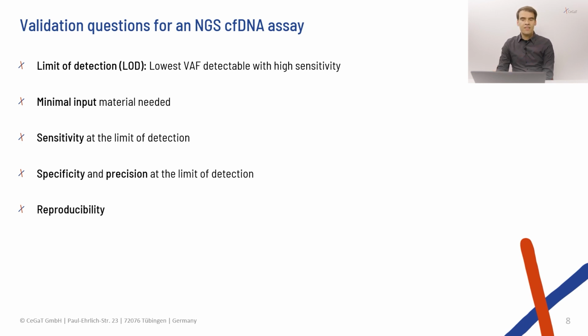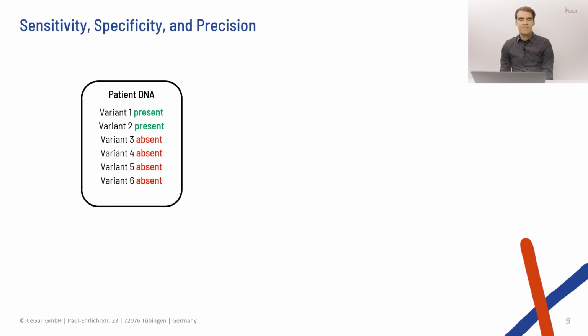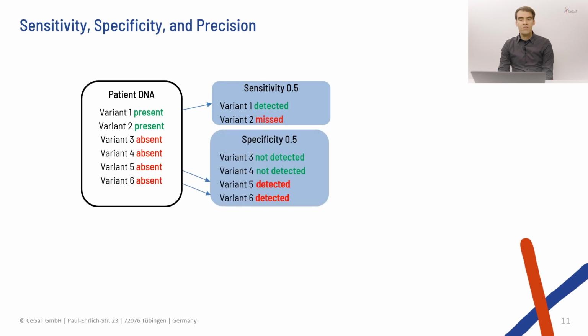Before we go into details here, let's look at the words sensitivity, specificity, and precision, because these are very important. Consider an assay that looks for 6 different variants in a patient. Now we have a patient here with 2 variants present. If our test detects one of those 2 variants, we say the sensitivity is 0.5. If it also falsely detects 2 variants that are not in the patient, we say the specificity is 0.5.